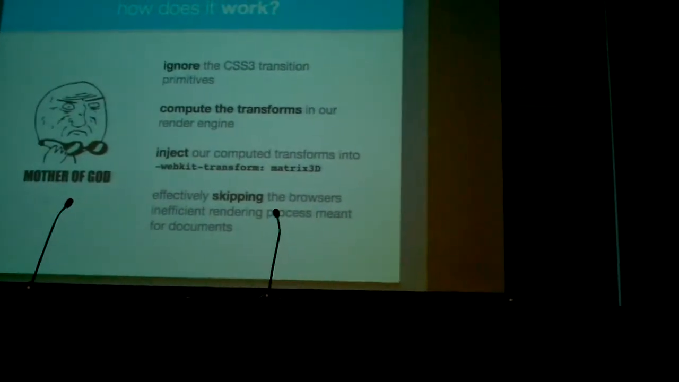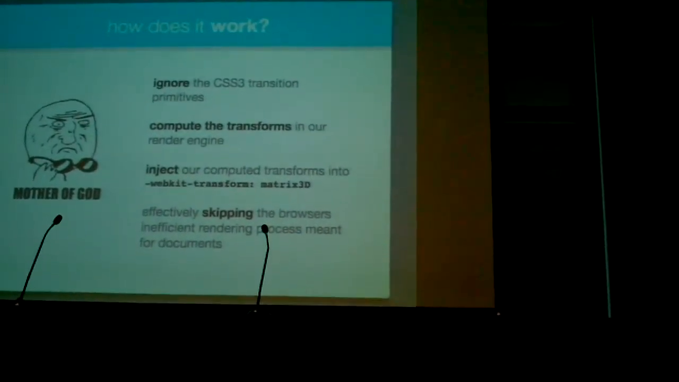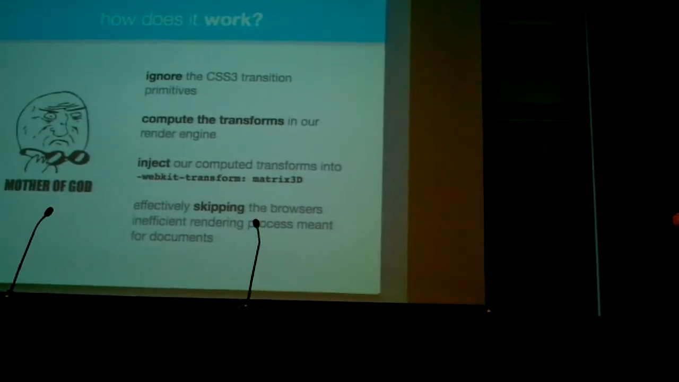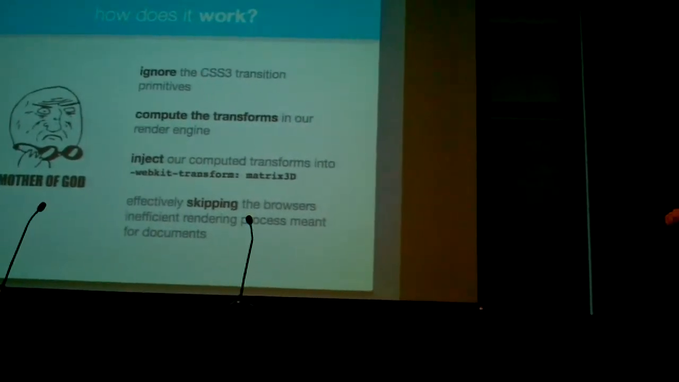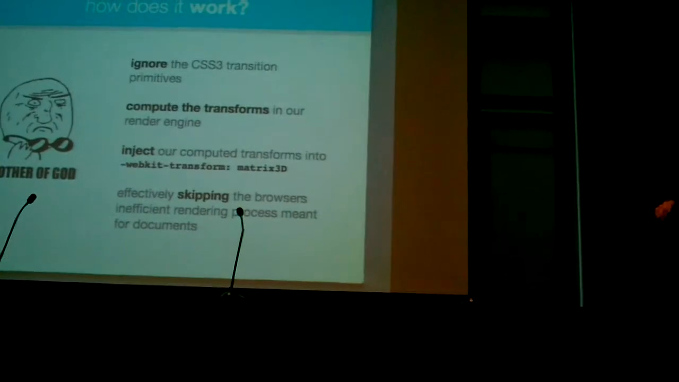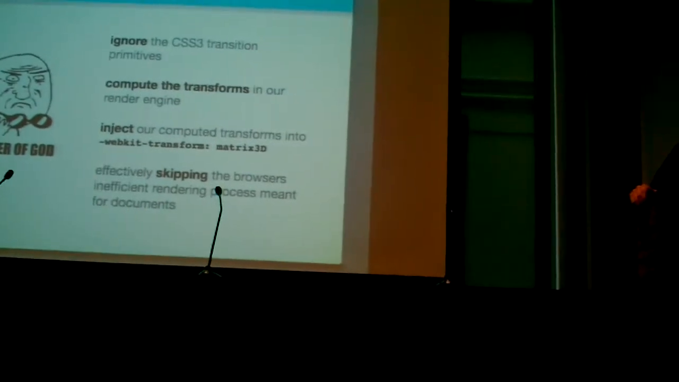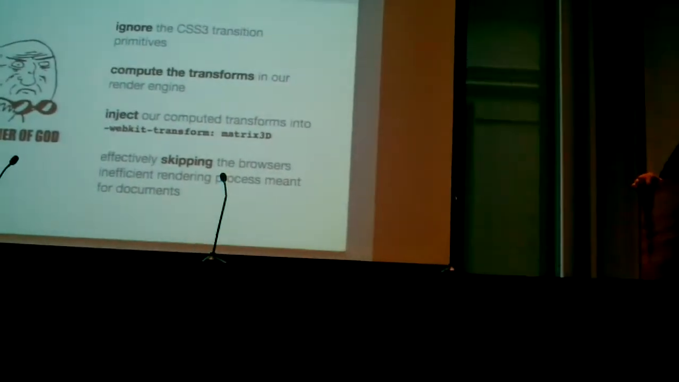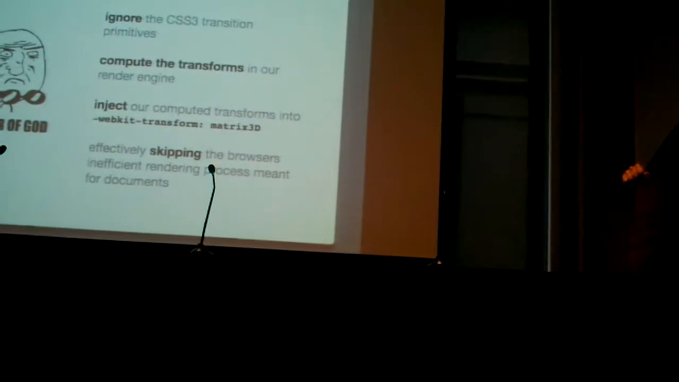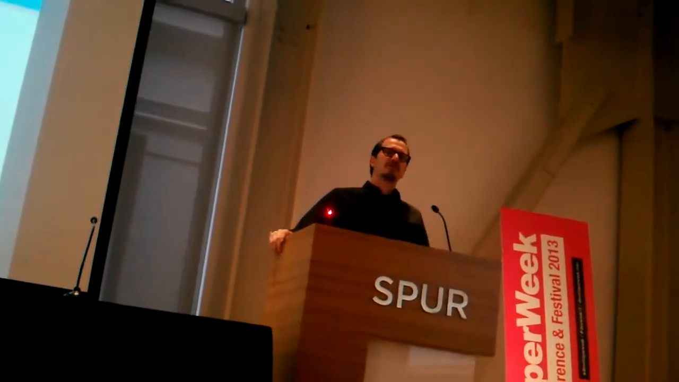So again, we ignore CSS3 transition primitives. We compute the transforms in our render engine ourselves, and we inject that result into a parent div that sits above whatever the object is that we're trying to control in 3D space. And we send that 3D transform directly to the GPU. Thus, everything in Famous is GPU accelerated. Everything is in full 3D by default.